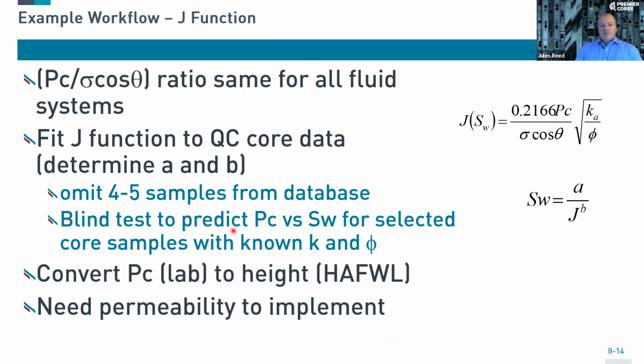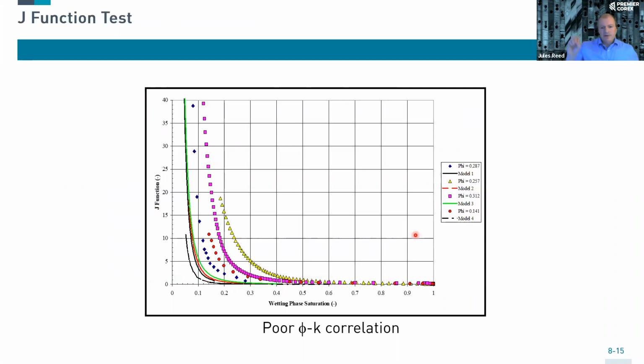You do that, and then once you've got a correlation here, then for any given permeability and porosity at a known height in my reservoir, from log perm or log porosity and the derived permeability from it, for a given height I can calculate the capillary pressure at that height for the fluid density. Then I can calculate saturation. But it needs permeability to implement it, so we need to have a good understanding of our permeability porosity correlation.